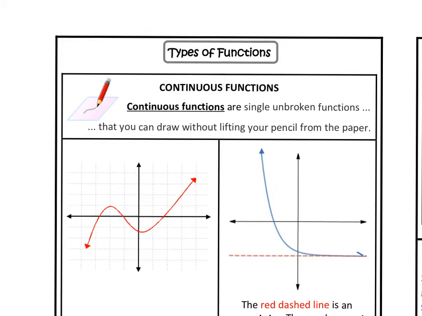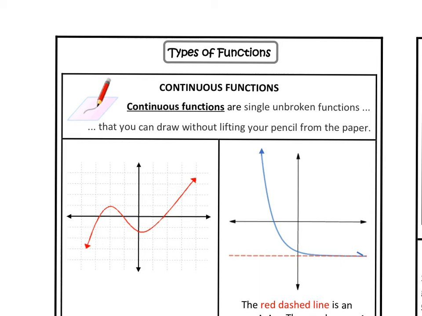The next thing I want to talk about is continuous functions. If we're talking about graphs, what does it mean for a graph to be continuous? It means that it is a single unbroken graph. You can draw the graph without lifting your pencil from the paper. So if you can draw something without lifting your pen, then that is continuous.